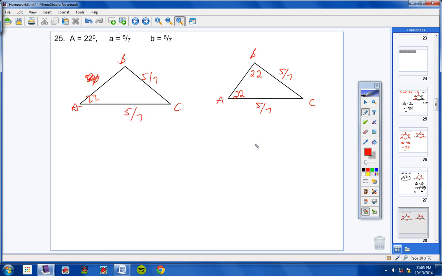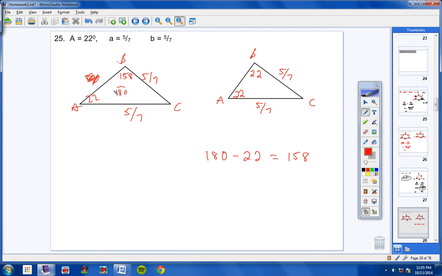And what angle did I just find? B, and B was 22. So we're going to take 180 minus 22, and that will give us 158. Okay? So we come over here and put 158. Now, if you add 158 plus 22, you get 180.